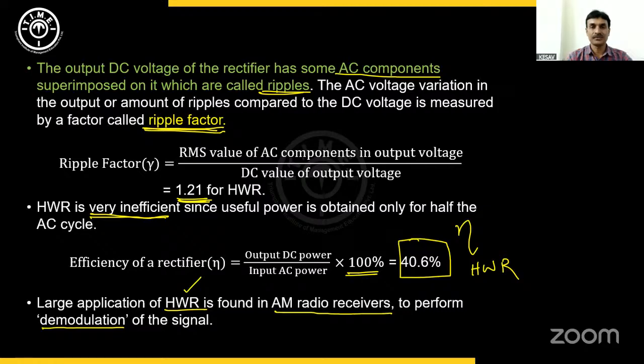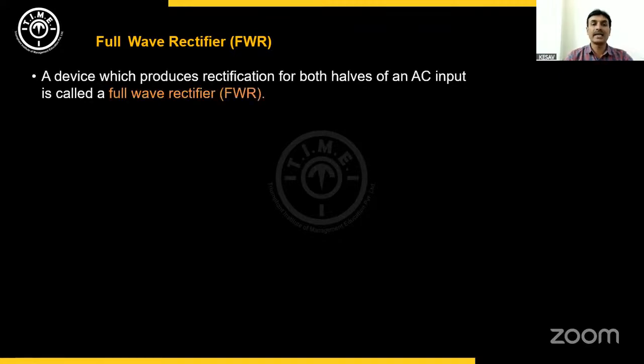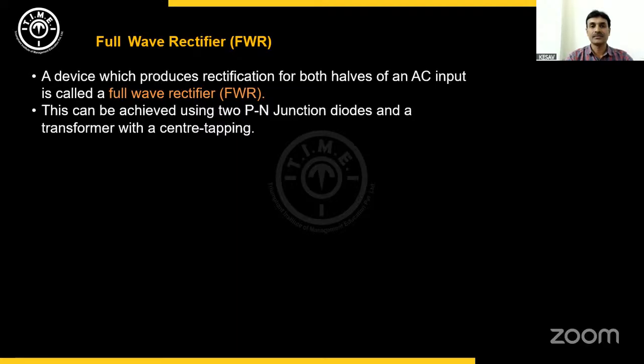Understood? Yes. Now, after half wave rectifier, here we have a full wave rectifier. The name itself indicates full wave rectifier. Both the half cycles of AC input are rectified in this full wave rectifier. The device which produces rectification of both halves of an AC input is called a full wave rectifier.